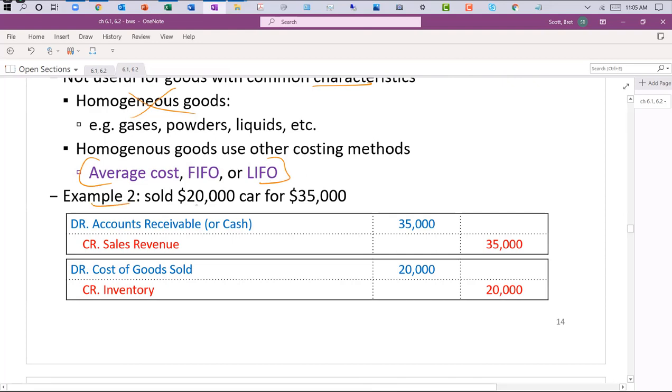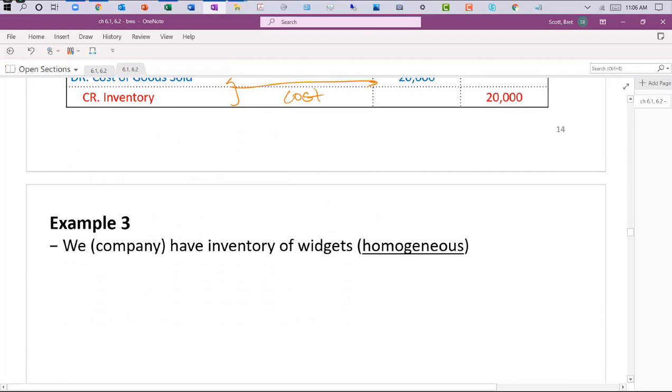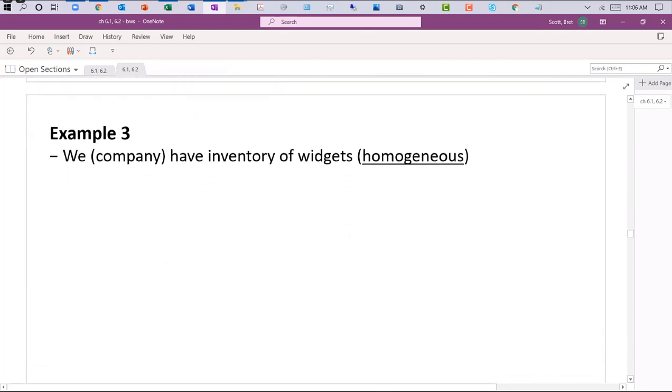So for example, if we sold a $20,000 car for 35,000, what that means is the cost basis is 20,000, and we sell it for 35,000. That's based on the price. So in this case, we would go ahead and use the perpetual inventory system because we know automatically what the inventory costs us. That was part of our overall what we saw in the showroom. That specific identification is not too challenging.